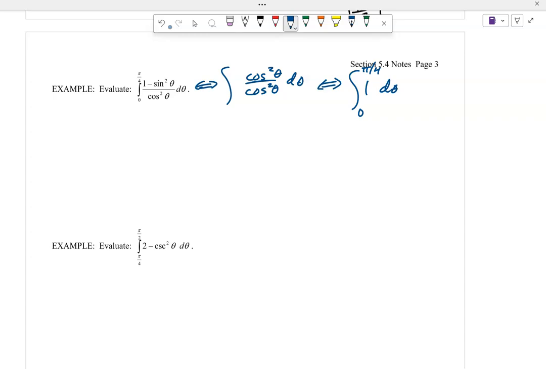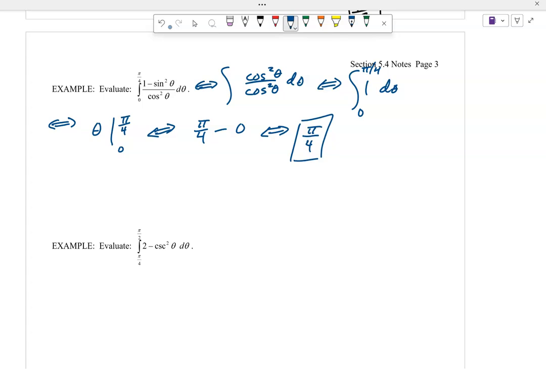And now I run the integral of 1 d theta, which would just be theta. Right? This is in terms of theta. From 0 to pi fourths. So it looks like I plug the pi fourths in minus, now I plug the 0 in. So we got pi fourths minus 0, which is just pi fourths on that one.